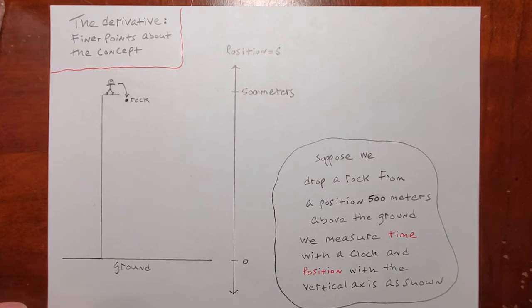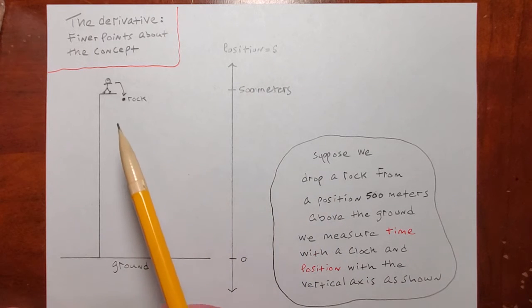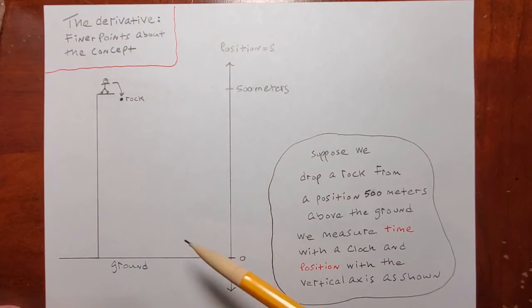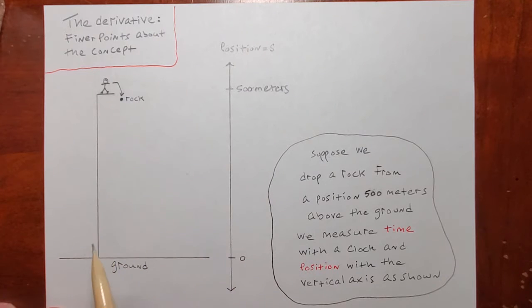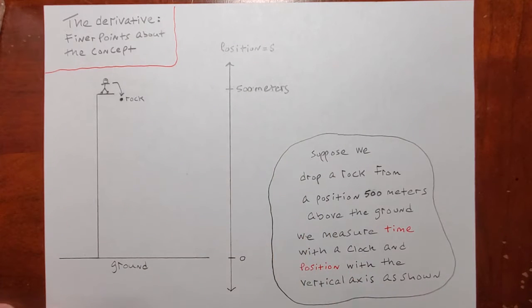Okay, so we'll do a little thought experiment, but this is not totally a thought experiment because this is an experiment that we could actually conduct. And with the right measuring devices, we could put exact measurements on everything that's going to happen here. So let's say that we're at the top of a cliff or something like that, maybe the top of a building or a tower, and we drop a rock from a height of 500 meters.